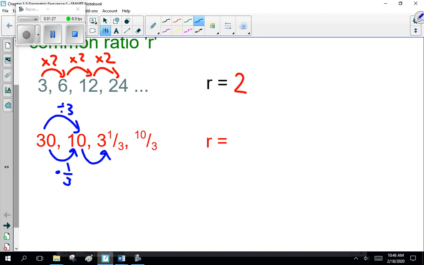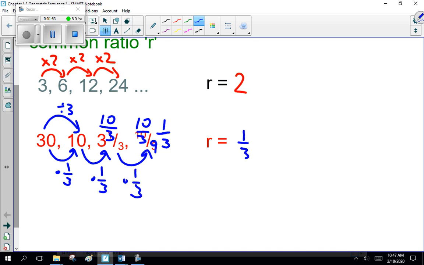So 3 and 1/3. Actually, I screwed that up. Should be 3 and 1/3. That is 10 over 3. Okay. This is 10 over 3 times a third, or 10/9. So we're multiplying by 1/3 every time. So R is 1/3.